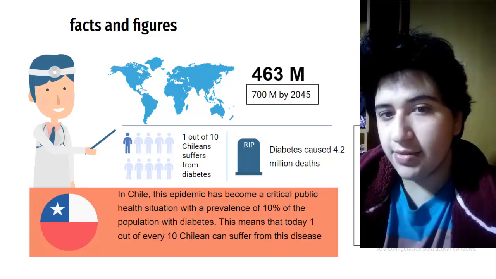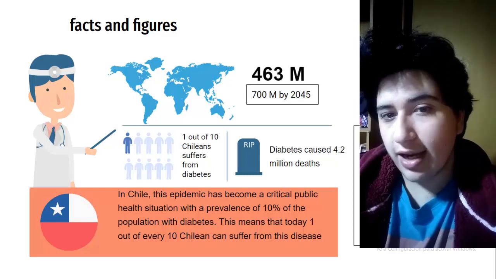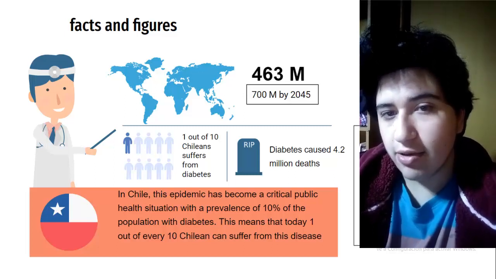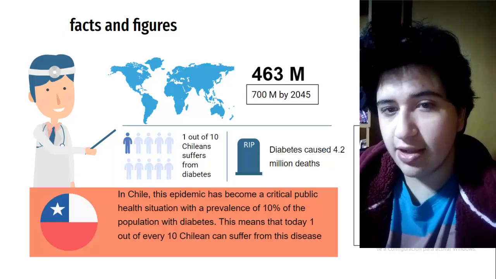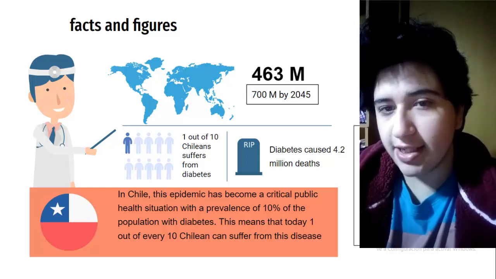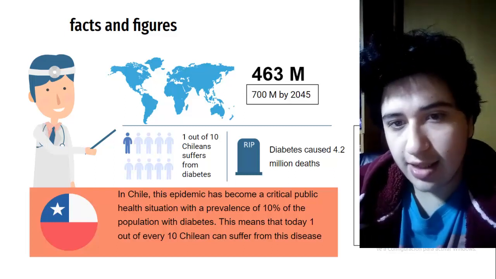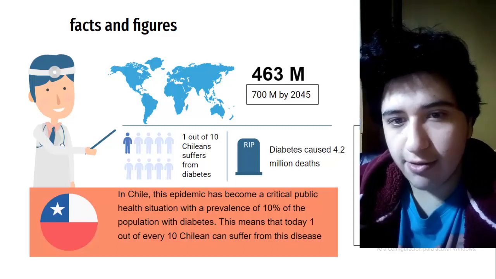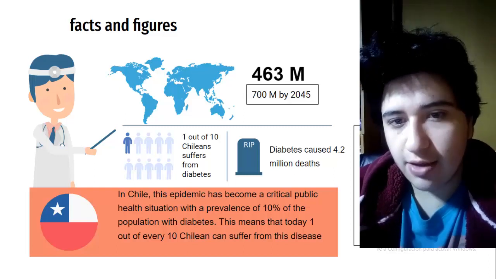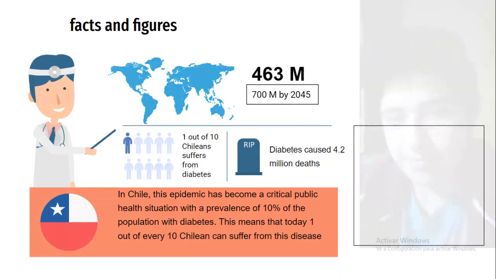In Chile, this epidemic has become a critical public health situation with a prevalence of 10% of the population with diabetes. This means that today 1 out of every 10 Chileans can suffer from this disease.